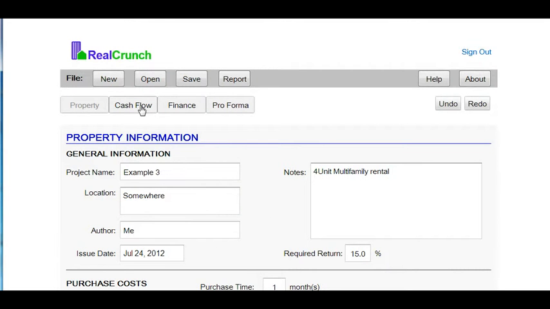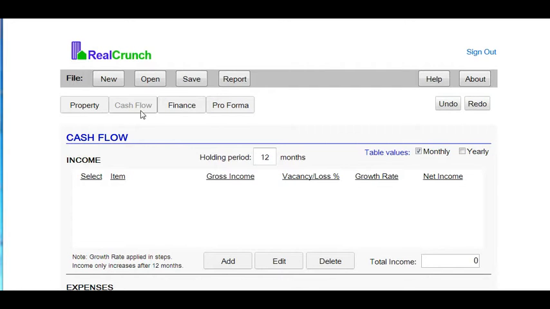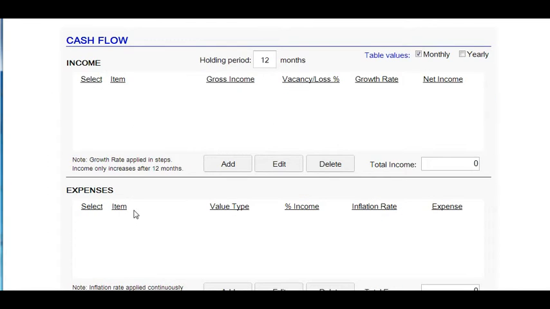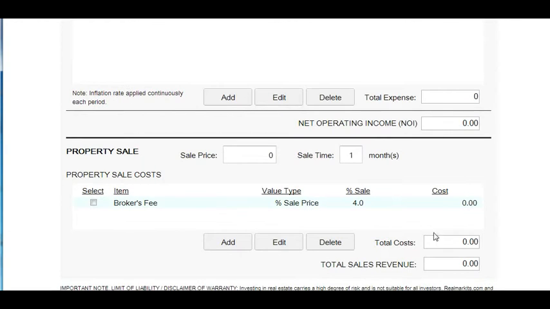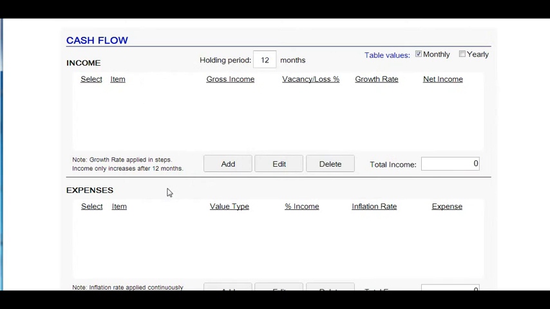Alright, so next let's do the cash flow. The cash flow page is where we're going to put in our income and our expenses, and at the bottom we're going to generate our property sale, the terminal value. So here we got the holding period set at 12 months. We're going to hold this for 4 years, 48 months. You always have to put it in months, and then you can convert the table values to monthly or yearly. I prefer monthly.